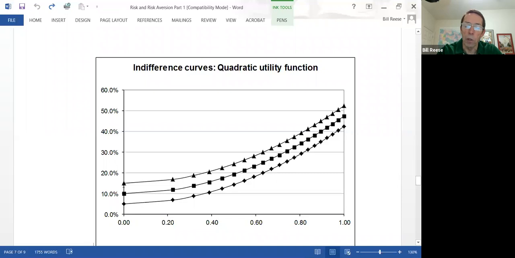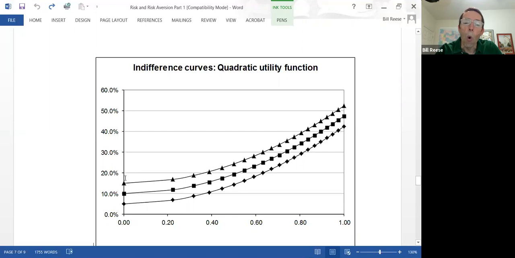Up here, an expected return of 15% with a standard deviation of 0 gives an investor 15%. Now, this is not to say that there are 3 risk-free rates of return. There's only one risk-free rate of return, but this does not tell us what the risk-free rate of return is. It just tells us if there is a 5% risk-free rate of return, the investor gets a 5% utility out of it. If there is a 10% risk-free rate of return, the investor gets a 10% return. If there is a 15% risk-free rate of return, the investor gets 15% utility.